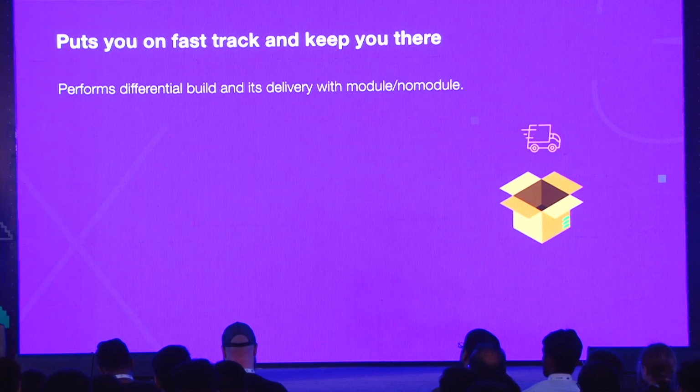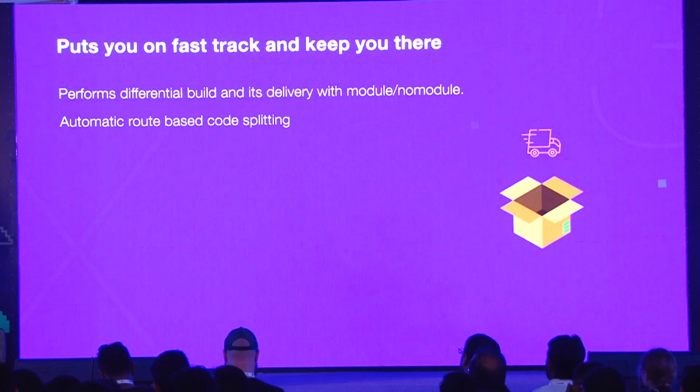For performance, we do differential builds and differential delivery with the module, no-module technique. This basically means all of your users using modern browsers will get ES6 or ES2015+ code, while legacy browsers will get the regular ES5 code. So you can rest assured that you are not over-transpiling your code and sending more bytes than should have been sent. Next is automatic route-based code splitting.